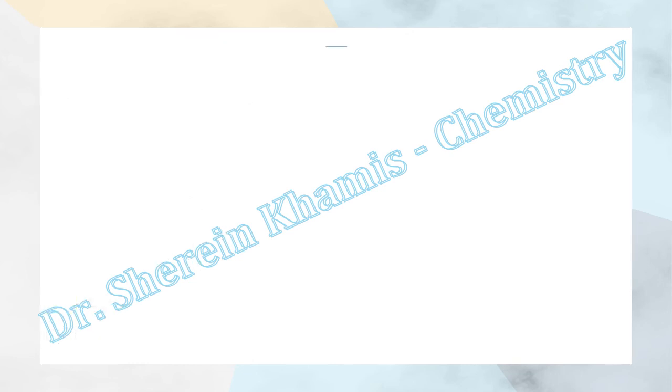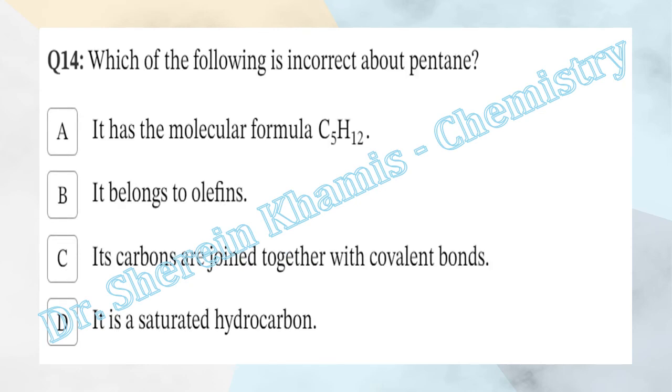Okay, which of the following is incorrect about pentane? Pentane, what is the wrong one here? Okay, if we discuss all the points that we mentioned for the alkane in general, we call it alkane, the general formula is CnH2n plus 2, and it consists of carbon and hydrogen connected together with single covalent bonds. If we have pentane, according to the general formula CnH2n plus 2, we have C5H12. All of these are correct knowledge.